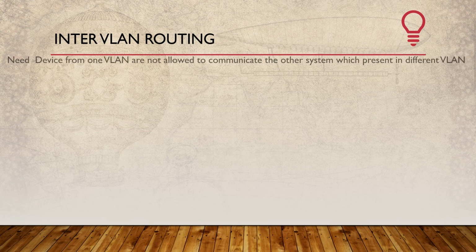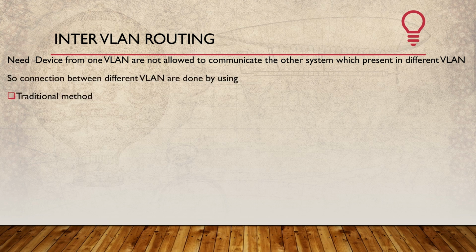Today we are going to discuss inter-VLAN routing. What is inter-VLAN routing? As we are all aware, to communicate between different VLANs, we need an L3 device. Can we communicate from one VLAN to another VLAN directly? No, it's not possible. To communicate between one VLAN and another, we need an L3 device. To enable communication between two different VLANs, we call it inter-VLAN routing.